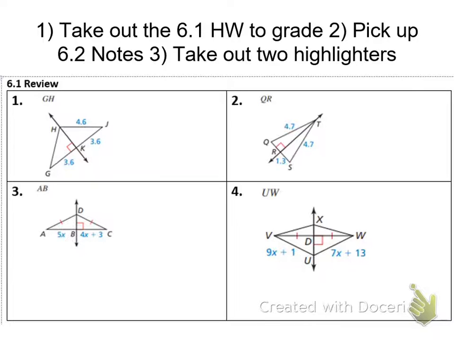What do I know about the length of GH? I don't want to know the number yet. I want to know, what do I know about the length? Connor: It's congruent to the length of JH. Correct. They're going to be the same length. So then as a class, what is GH going to be? 4.6. So GH equals 4.6.